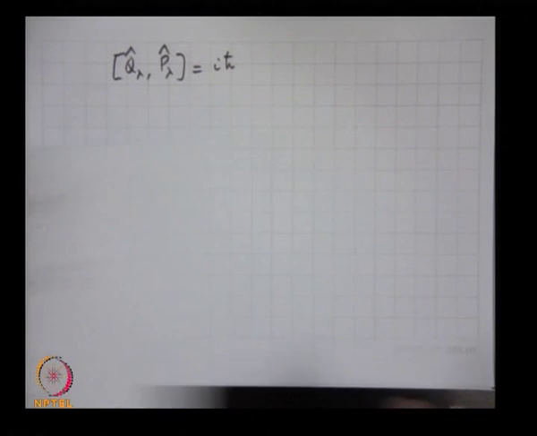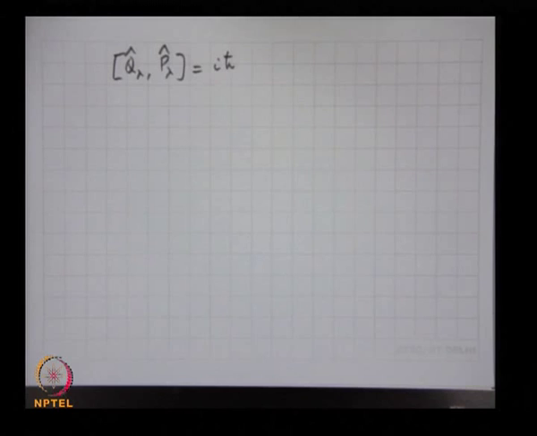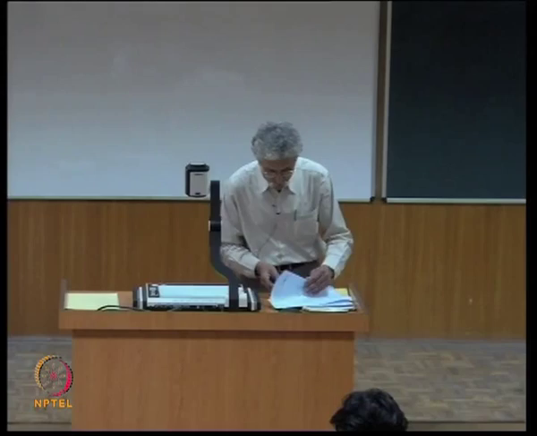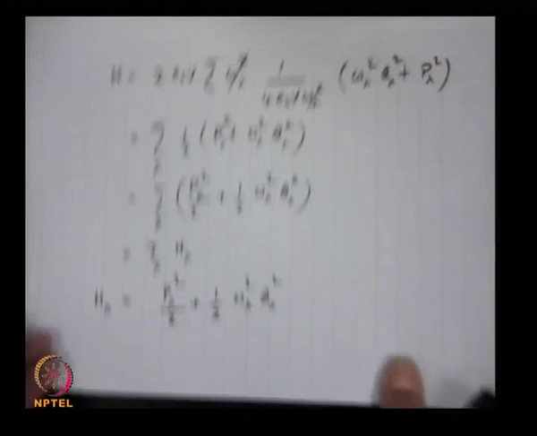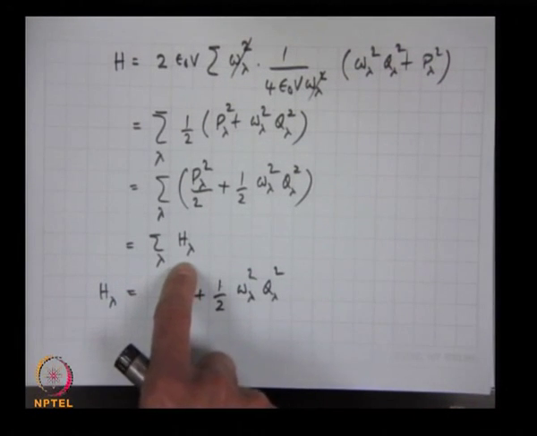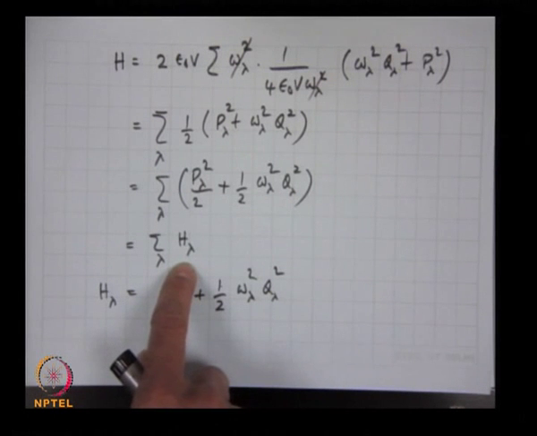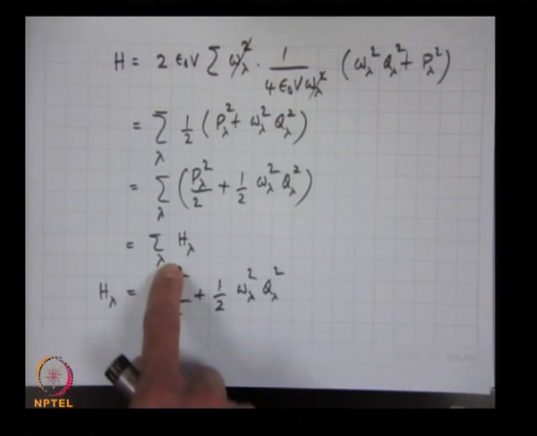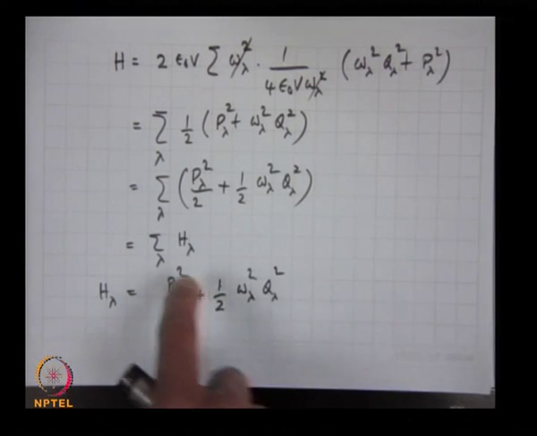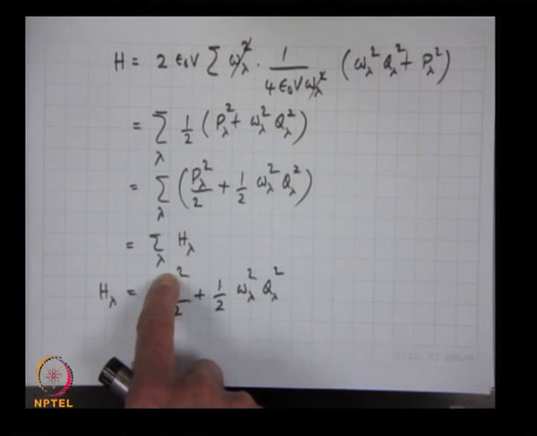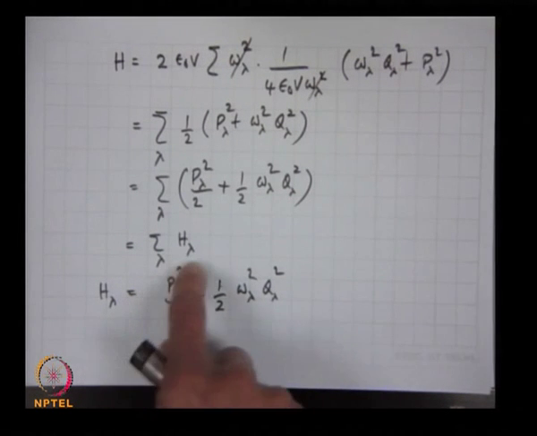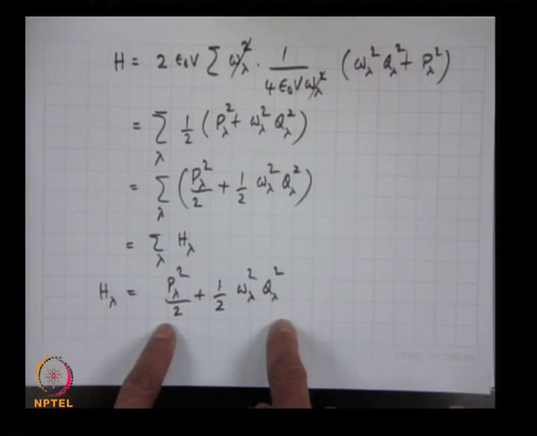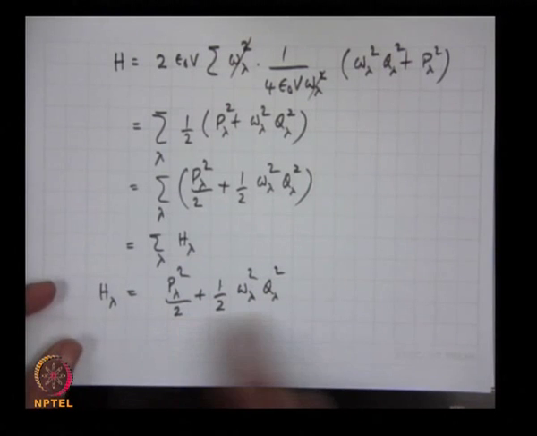Now I say that quantization means, having expressed the total Hamiltonian in terms of canonically conjugate variables, showing that the total Hamiltonian of the electromagnetic field consists of a sum of an infinite number of independent harmonic oscillators. Each lambda corresponds to one harmonic oscillator. So it's an infinite sum of harmonic oscillators of different modes. The Hamiltonian of each mode is given by this, and classically this is the equation.